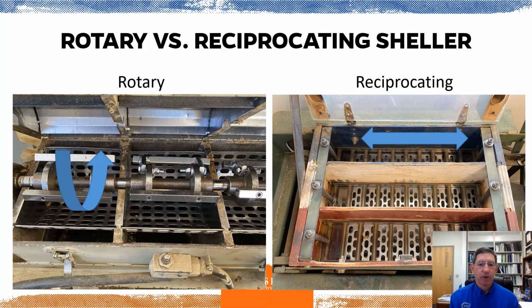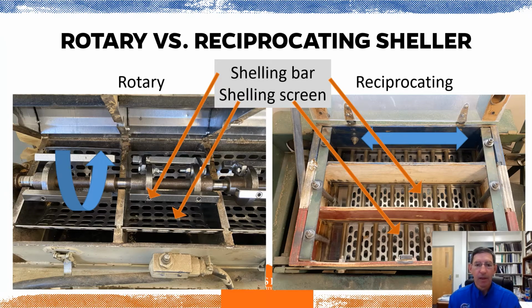So this is just an example of what a rotary sheller and a reciprocating sheller look like. You see here that the rotary sheller, a miniature version of a commercial shelling machine, has rotating bars on a shaft that will break the shells of the peanut and allow the peanuts to fall through a grate at the bottom. And you see there are sheller bars, and there is a sheller screen or sheller grate at the bottom. It's the same case with the reciprocating sheller, except the motion of the shelling process is back and forth, not circular. The sheller bars move along a similar grate or shelling screen and crack the peanuts open, and the peanuts fall through.